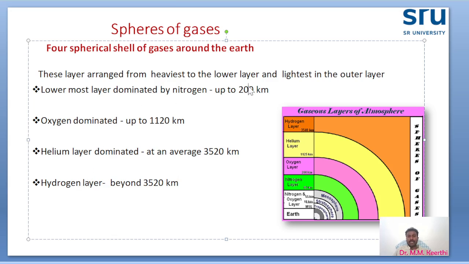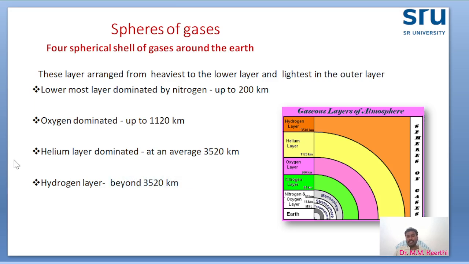So up to 200 kilometers, nitrogen gas; up to 1120 kilometers, oxygen; up to an average of 3520 kilometers, helium gas; and beyond 3520 kilometers, hydrogen gas is more present. You see this picture, you will understand. Lower level nitrogen, followed by oxygen, helium, and hydrogen gases is predominant.